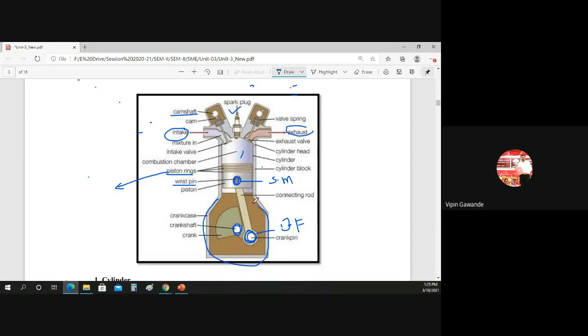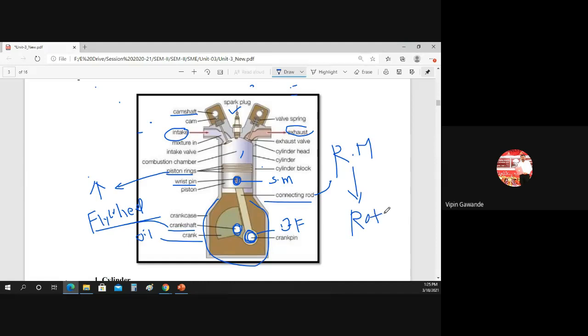Crankcase. So crankcase consists of the oil, and that oil is used for the lubrication purpose. Okay. Now crankshaft, it is connected with the flywheel. The function of the flywheel is to reduce the vibration and provide uniform rotation. Okay, so that is there. So all the things are given here. And what is the function of the connecting rod? It converts the reciprocating movement of the piston into rotary movement. Okay, so these things you have to remember for the examination.